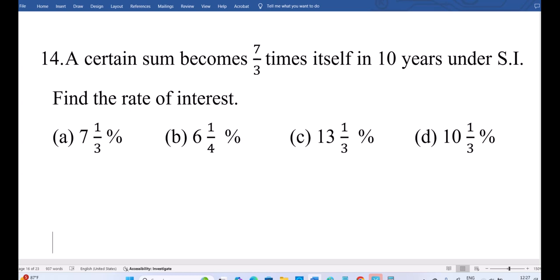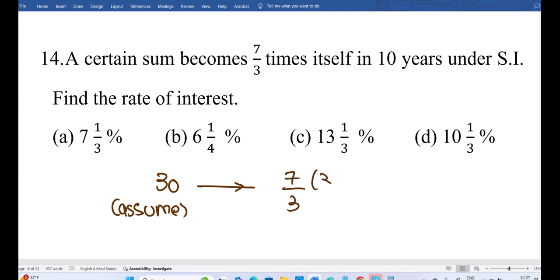As we are discussing percentages, profit and loss, simple interest, compound interest at one go, now you can get better connectivity of the concept. See, this can be solved similar to that profit and loss concept. Let's say I have 30 rupees, then how much will it become now? 7 by 3 times of 30 means 70 rupees.